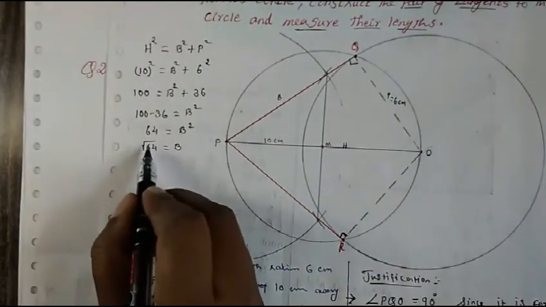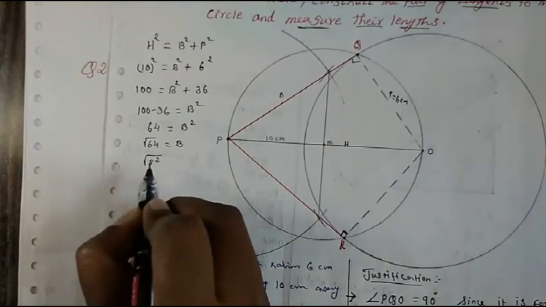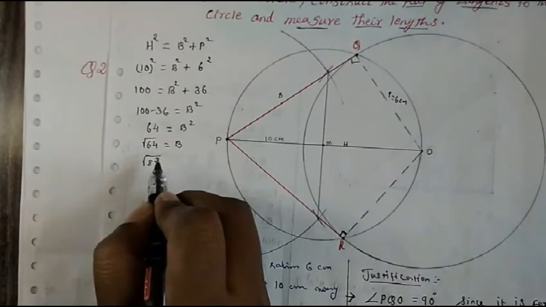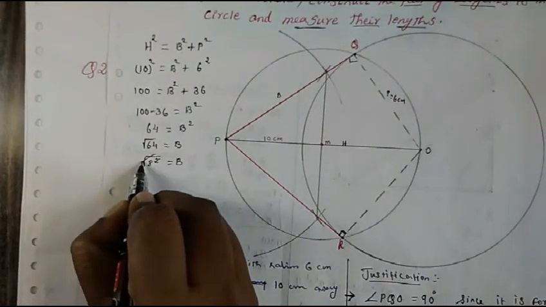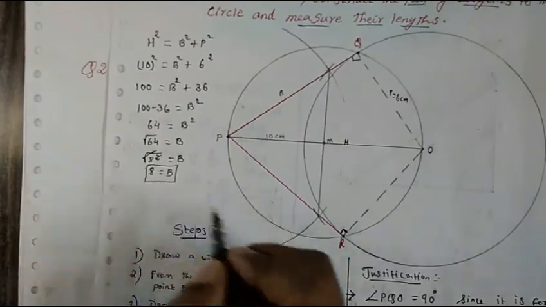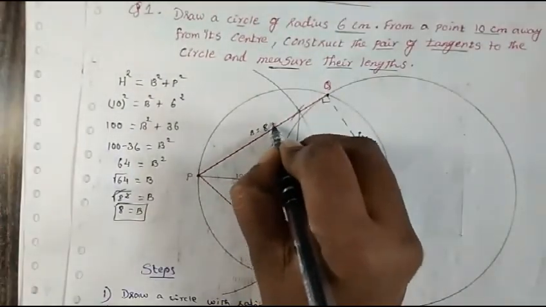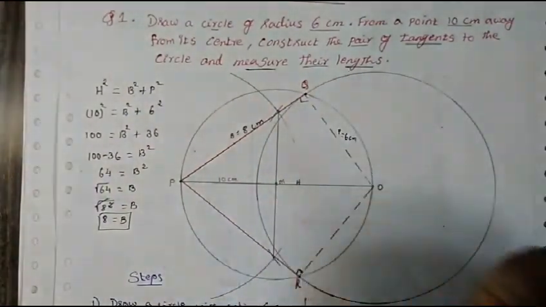Okay. Now under root 64, can we write 8 square? Because 8 into 8, 8 square is 64. So when square goes, under root goes. So we get base as 8. So you can write this is 8 centimeter. So that's it. We have measured the length also.